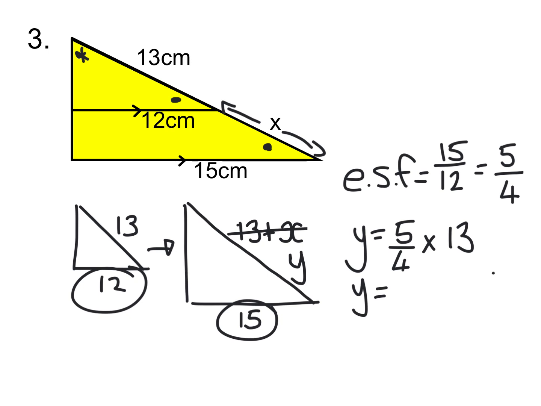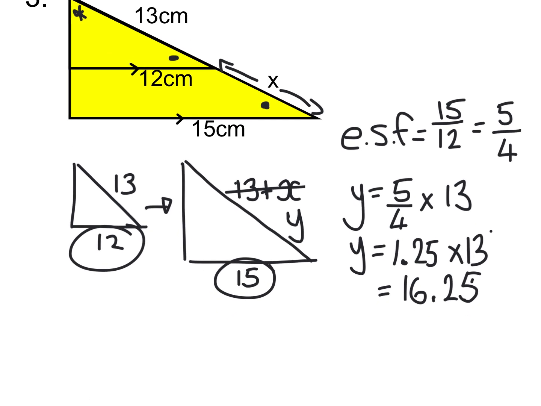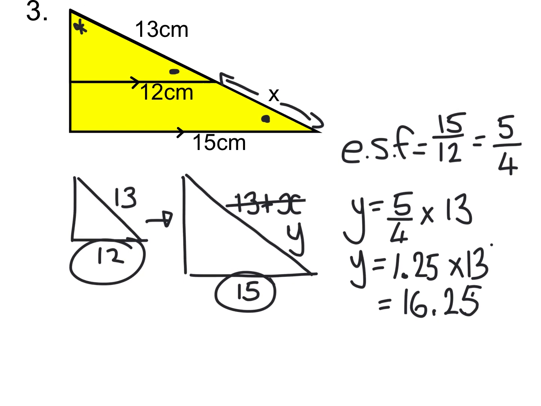Which of course I'm just going to turn into a decimal just now because I always work in fractions so that I can do it on a calculator. But that is just 1.25. Multiply it by 13 on your calculator makes that Y length 16.25. Now if the great big length is 16.25, I want to know what X is.